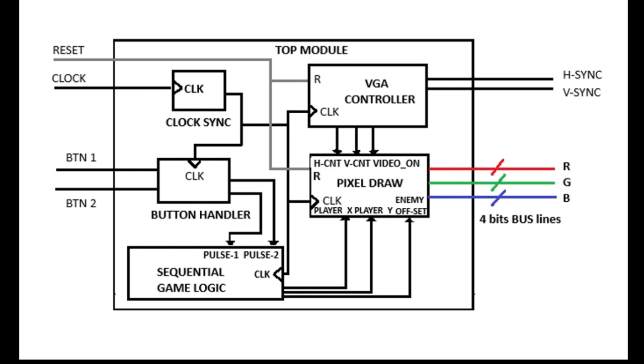And the VGA controller just has one function that essentially will give an H count and a V count and a video on command to the pixel draw. And this basically tells when the pixel draw has to be drawing or not. A non-drawing mode basically is just black, which is 0000 values. And yeah, so this works pretty well.